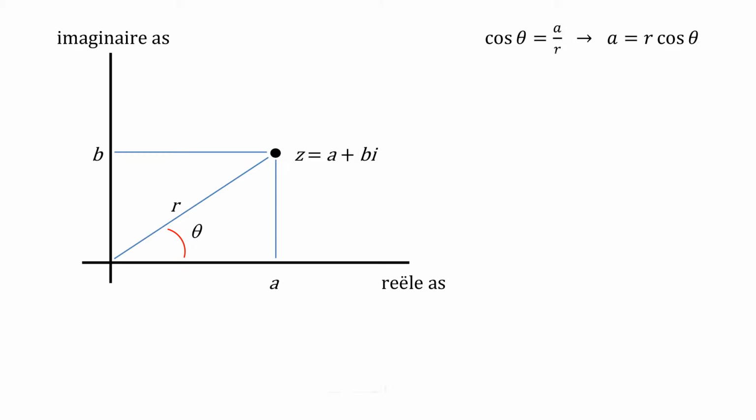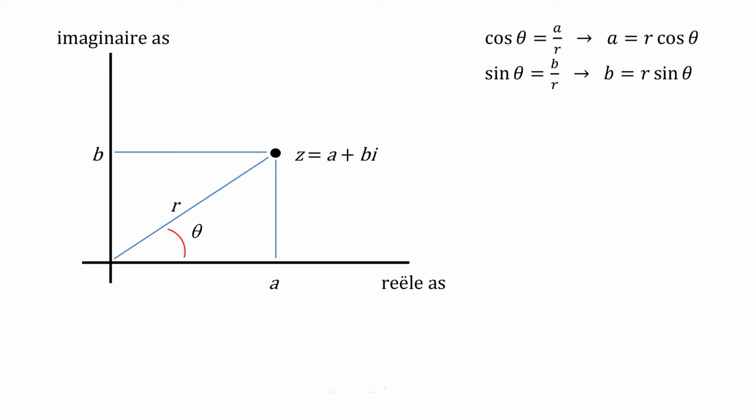The sine of theta equals the opposite side divided by the hypotenuse. So the sine of theta equals b over r. And from this it follows that b equals r times the sine of theta.